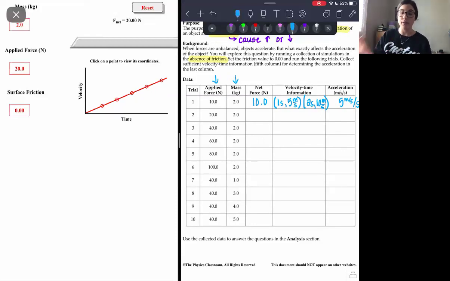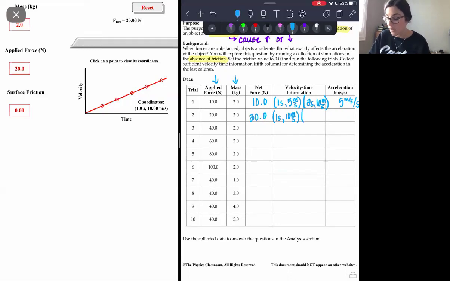So when I apply a greater force, I see that there's going to be a greater acceleration, so to speak. So I'm going to pick some points now, and I'm going to start recording some data in my data table. So first of all, my net force is 20.0 newtons. That's good. Now I've got to record some information from my velocity time graph. So the first ordered pair is 1 second, 10 meters per second.